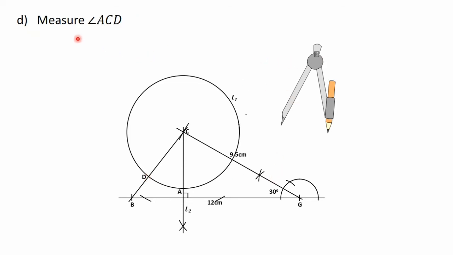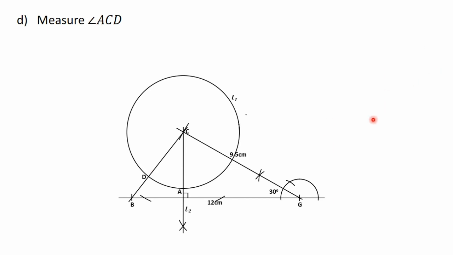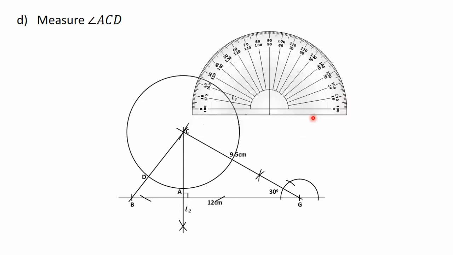It says that measure angle ACD. From our construction, we can see that angle ACD is the angle formed between the line AC and the line CD. In the introductory video to construction, we learned that in construction, angles are measured using a protractor. So here we are going to measure the angle ACD using a protractor. I'm going to take the compass off and bring the protractor so that we can measure the angle. I have my protractor here.